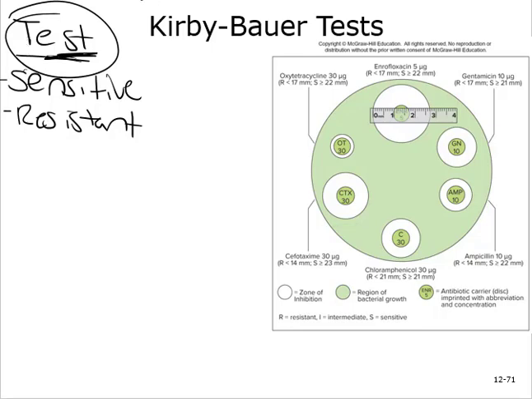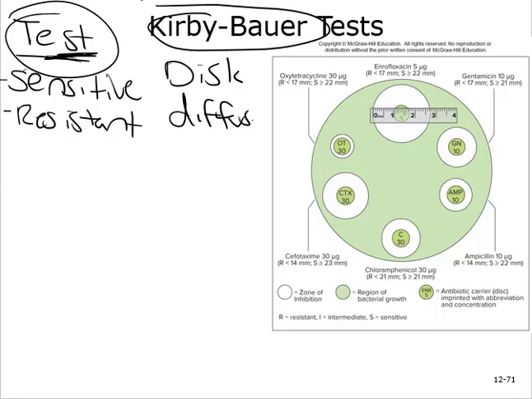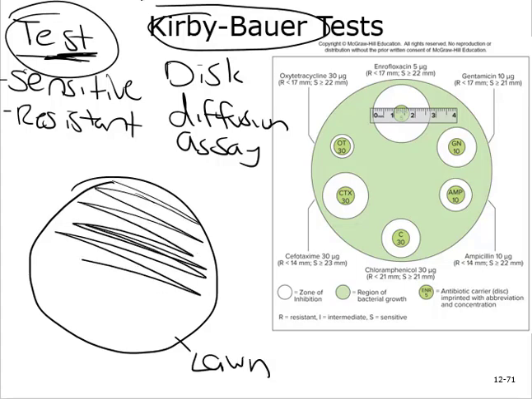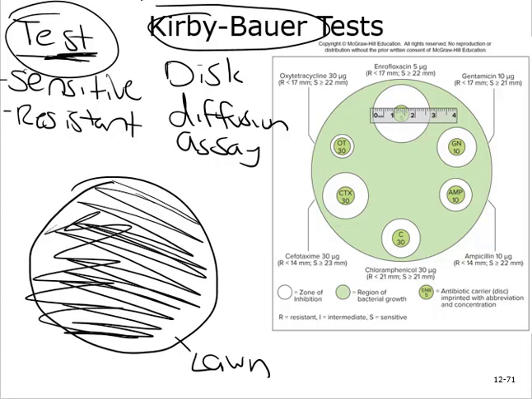So the first test, and one of the most important ones, is called a Kirby-Bauer test, also sometimes called a disc diffusion assay. The way this test works is you take a solid agar medium that the bacteria can grow on, and you create what's called a lawn of the bacteria, which means you spread the bacteria over the entire plate. It's a spread plate, and you're spreading the bacteria everywhere.